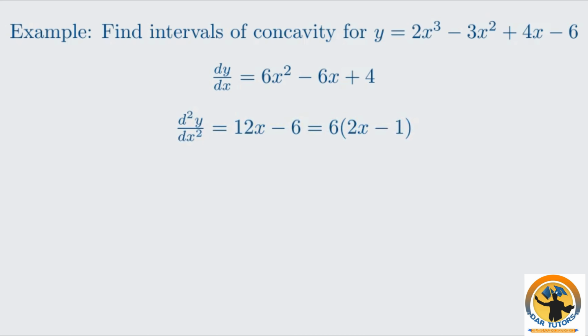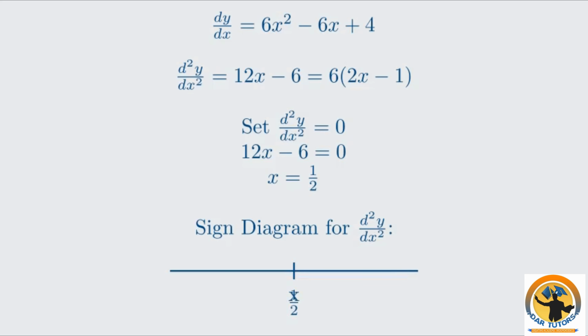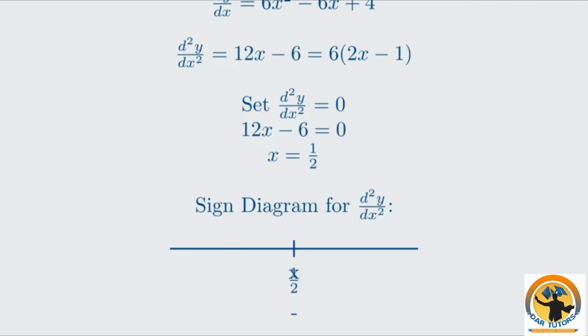To find where the concavity changes, we need to find the values of x for which the second derivative is 0. Setting the second derivative to 0 gives us 12x minus 6 equals 0, which solves to x equals 1/2. This value, x equals 1/2, is a potential point of inflection, which we will discuss in more detail later. For now, it divides the number line into two intervals. We can use a sign diagram for the second derivative. We test a value in each interval.